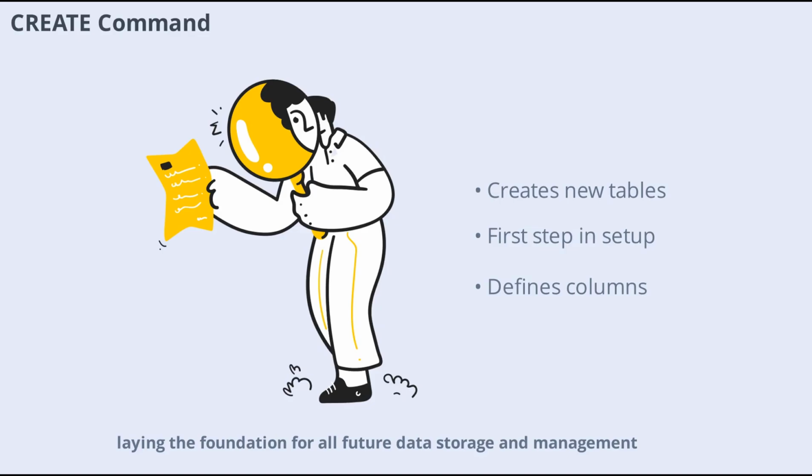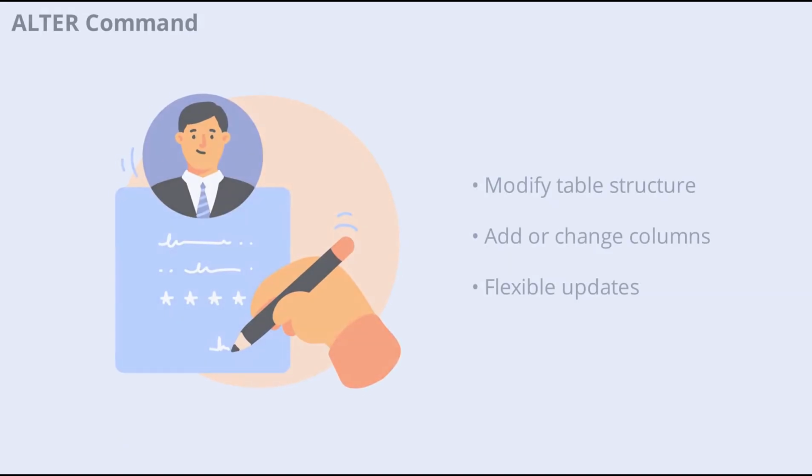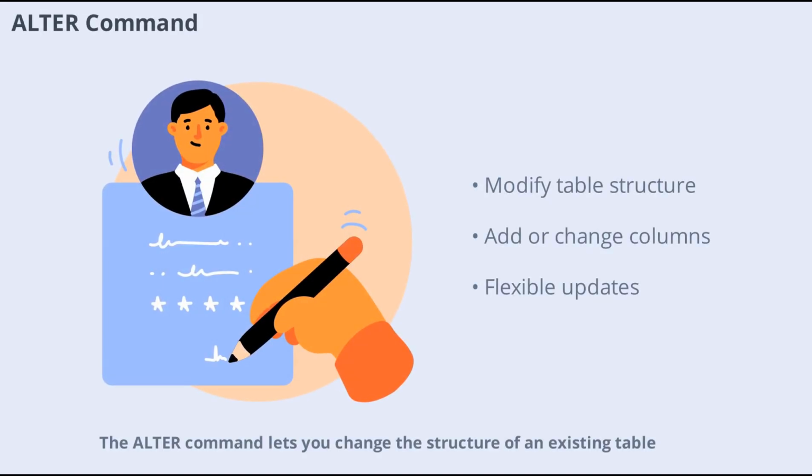The alter command lets you change the structure of an existing table. Suppose you need to add a new column for email addresses or modify the data type of an existing column.